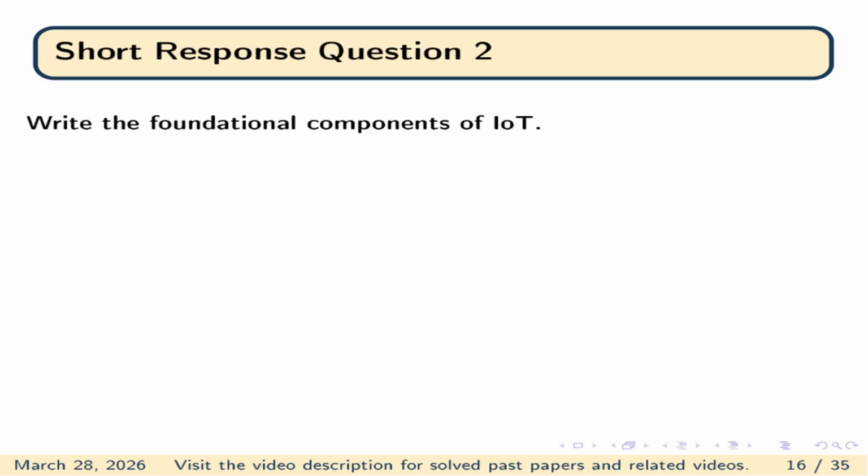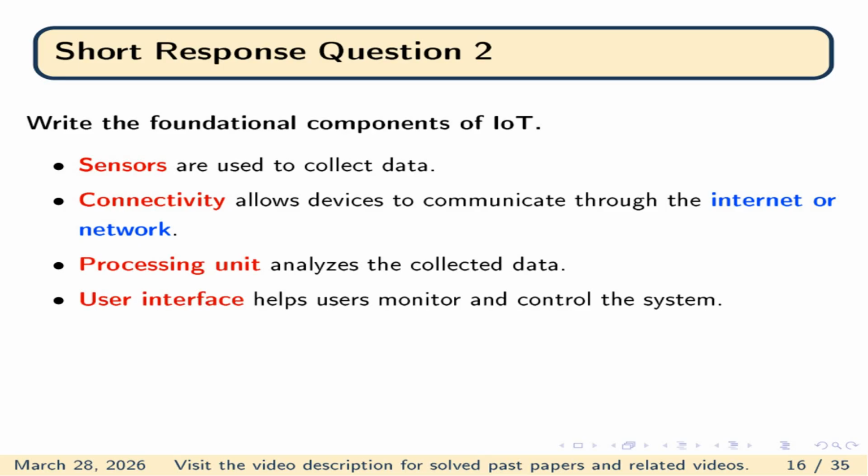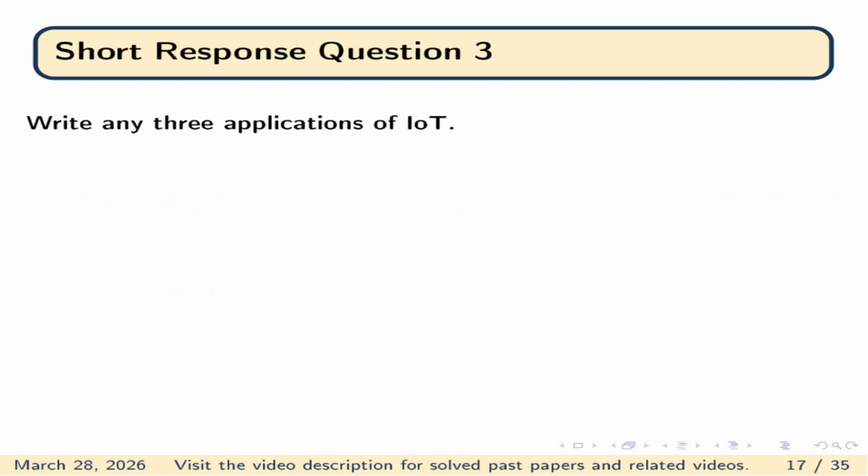Write the foundational components of IoT. Sensors are used to collect data. Connectivity allows devices to communicate through the internet or networks. The processing unit analyzes the collected data. The user interface helps users monitor and control the system.